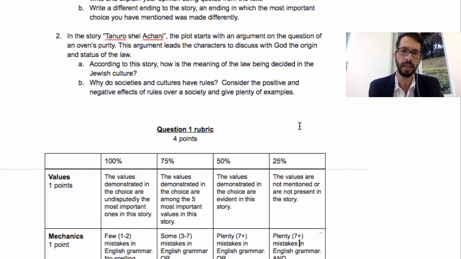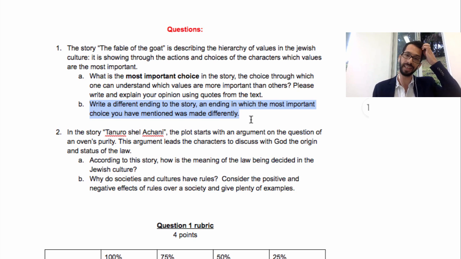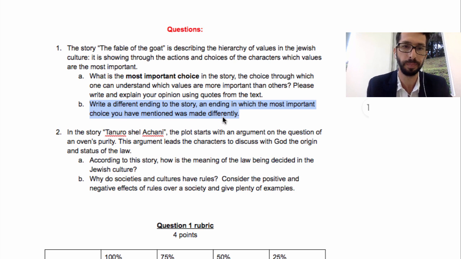Let's get to the second part of the first question. I want you to please write a different ending to the story, an ending in which the most important choice you have mentioned was made differently. The character chose to take the other path, to choose the other value, to prefer the other value more than the one that he preferred.